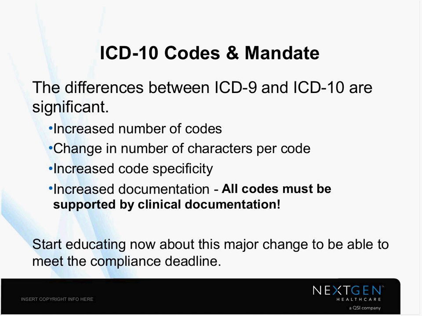Between ICD-9 and ICD-10, there's going to be an increase in codes. It's going to be huge. We're going from somewhere like 13,500 codes in ICD-9 to about 70,000 codes in ICD-10. The characters are changing, so we're going from 3 to 5 characters to 3 to 7 characters. Those things alone are pretty huge.